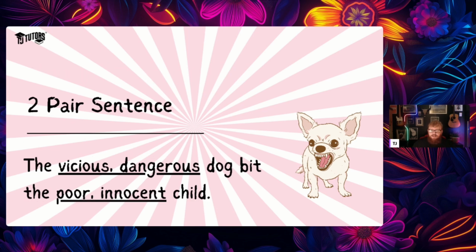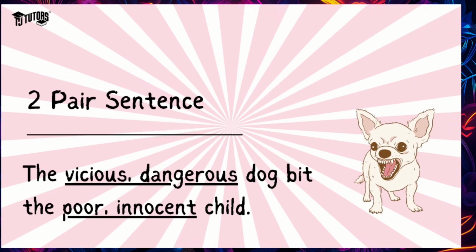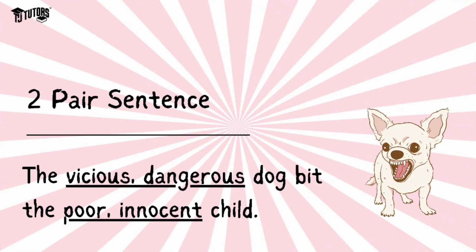Okay, excellent. Now, two pair sentences. So this is two pairs of adjectives, so two expanded noun phrases within one sentence. For example, the vicious, dangerous dog bit the poor, innocent child. So you've got two pairs of adjectives there. Okay, so let's see if we can have a little go at this one now.